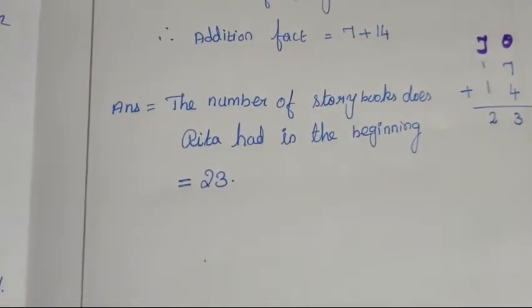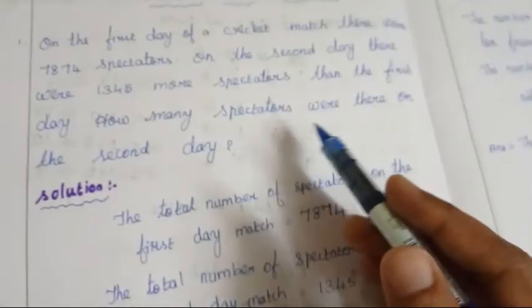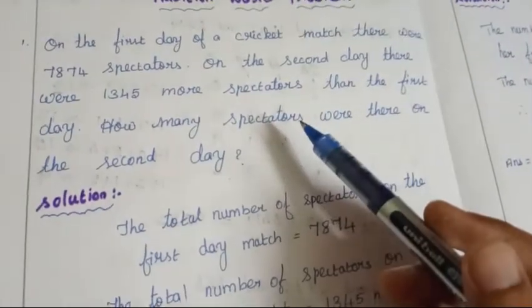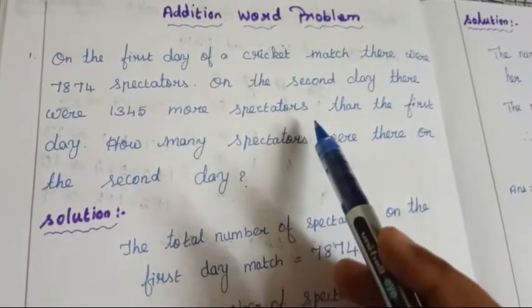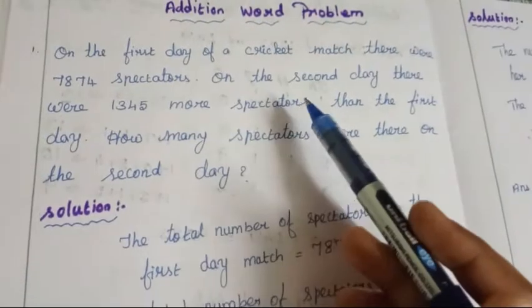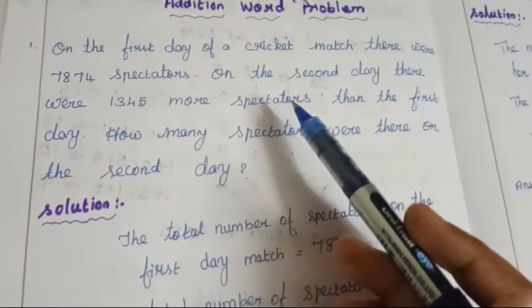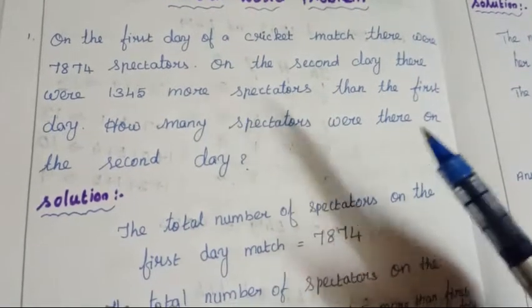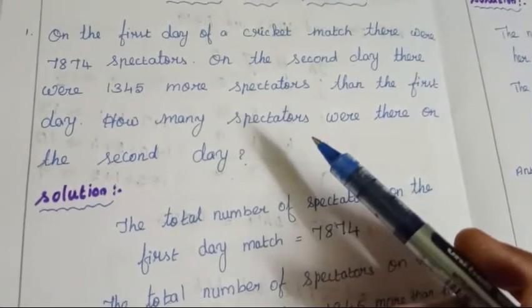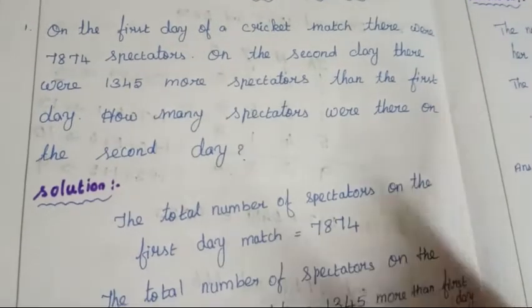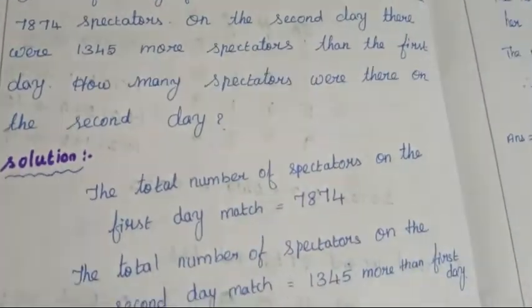Okay, so children, in these two word problems, the word problems are given. We have to find the addition fact from the word problem, isn't it? Now children, the addition facts are given. We have to frame a word problem from these addition facts. Okay, now let's see how to do it.